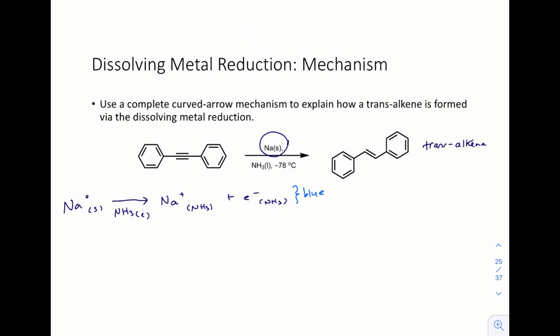Okay, so now the alkyne can react with that electron. This is sort of an initiation. There is a dissolved electron in solution here. So that electron will react with the pi bond, pair up with one of the electrons from the pi bond, and generate now a radical anion. I'm going to abbreviate the rings as phenyl for simplicity's sake, because I'm feeling lazy. So this radical anion is currently in the cis conformation.